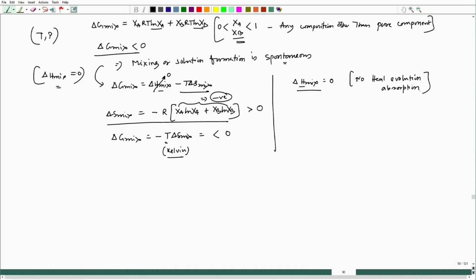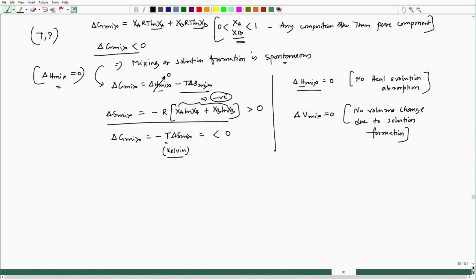And delta V mix equal to 0 suggests that there is no volume change due to solution formation. So, that means the molar volume of both the components A and B would remain the same whether you keep them in the pure condition or in the solution.